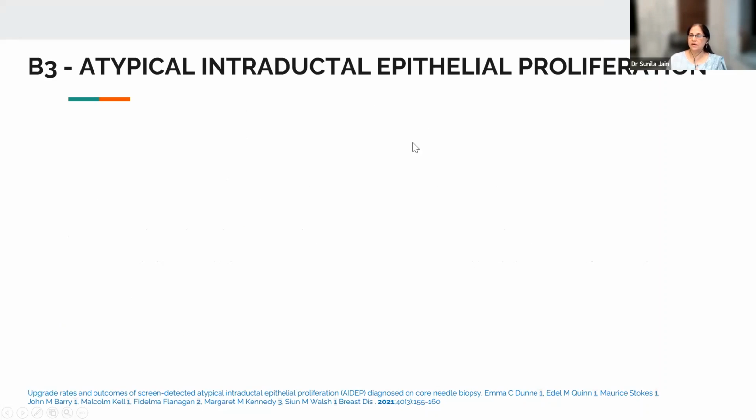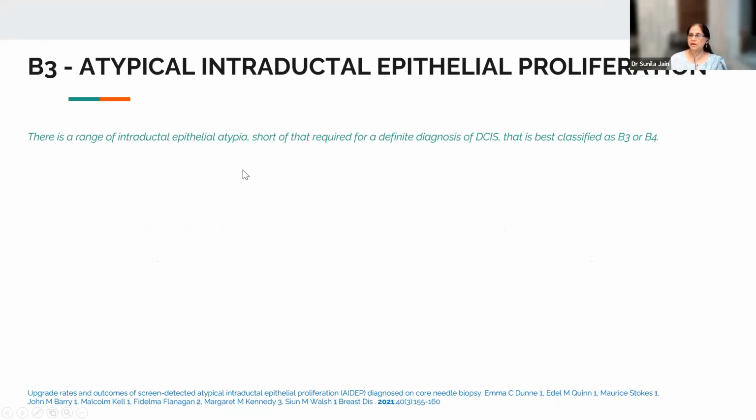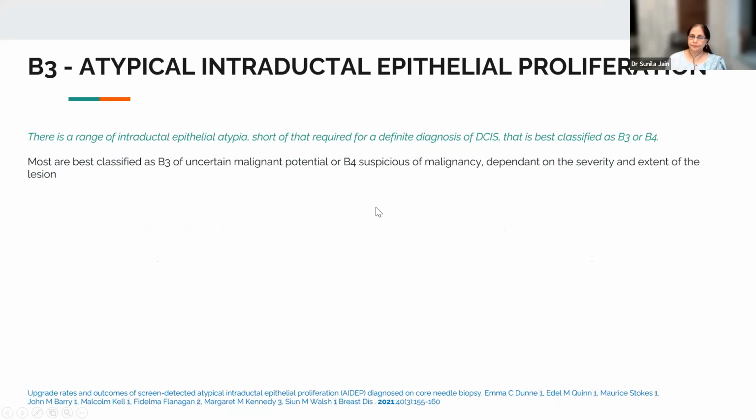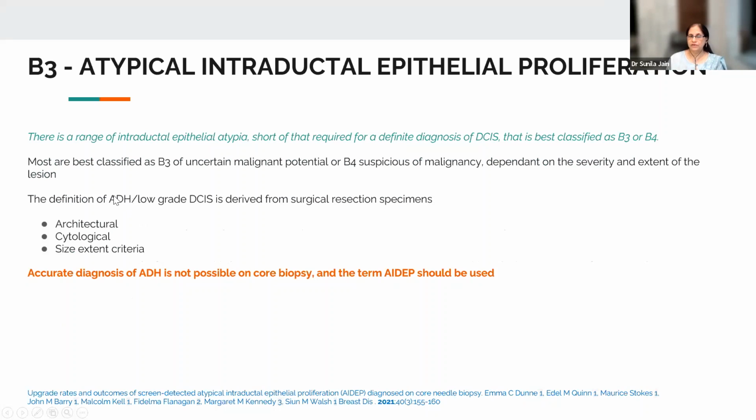The second lesion is atypical intraductal epithelial proliferation. There's a range of intraductal epithelial atypia, from moderate to just short of DCIS. According to our judgment, we put these lesions into B3 or B4. We all know that to differentiate ADH and low-grade DCIS, we need the architecture, cytology, and the size criteria of more than 2 millimeters, or more than 2 ducts involved. Because of the limited nature of the biopsy, we may not be able to reach the diagnosis of DCIS, in some cases low-grade DCIS. So what do we report them as? AIDEP should be used in the core biopsy.